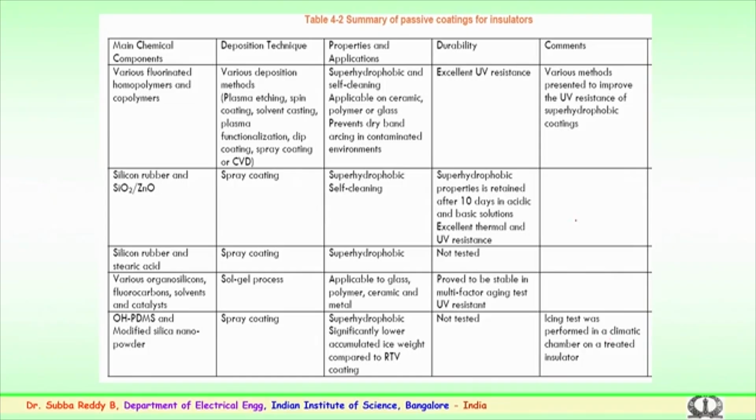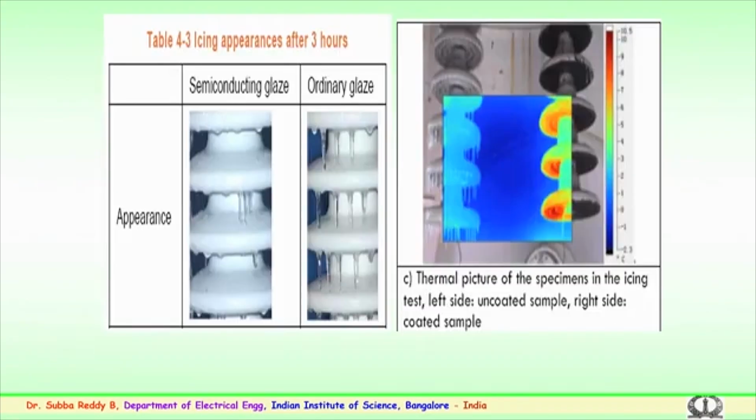So, several of these methods are being developed, various types of passive coatings are being developed for conductors and insulators for better performance. This is one of the methods which has been shown here, the icing appearance of the semiconducting glaze. You can see the appearance of the semiconducting glaze. This is an ordinary glaze. After the semiconducting glaze the ice accumulation is drastically reduced.